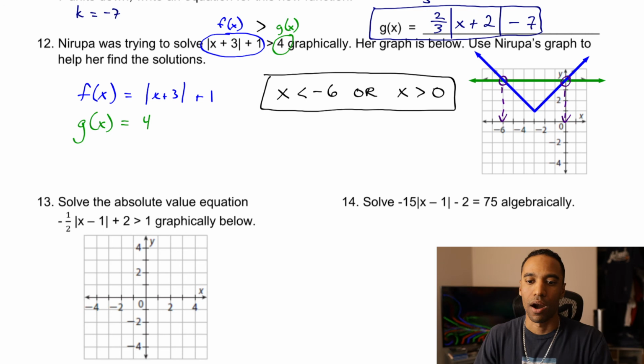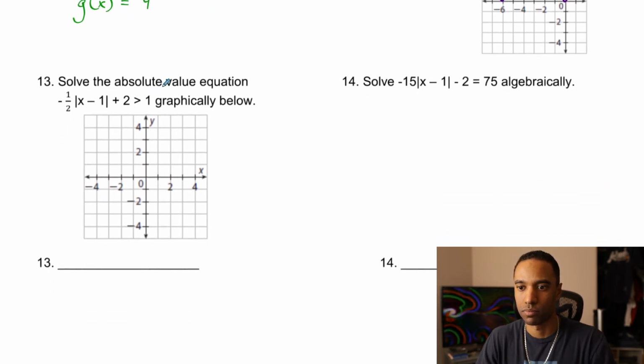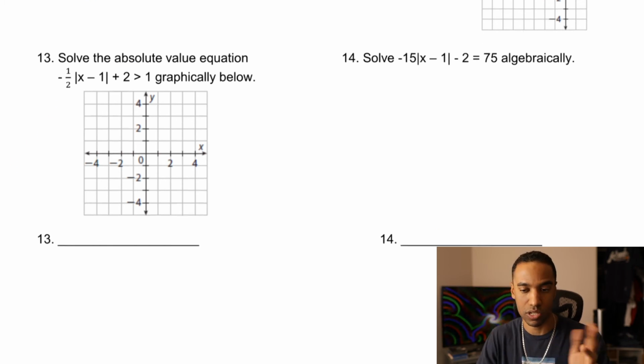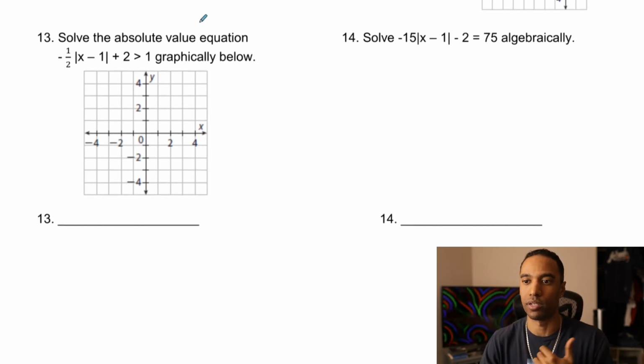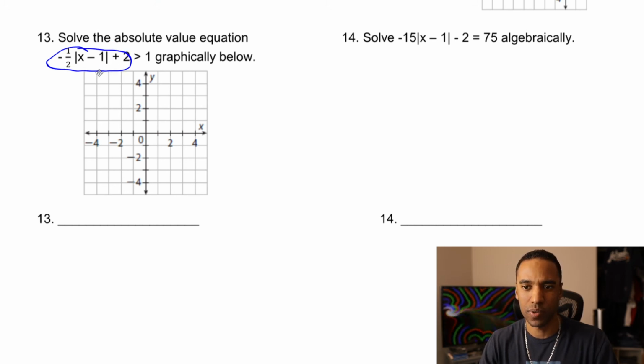Okay. All right, number 13 and 14. Solve. Okay, we solved this one graphically, so this is just like the Nirupa problem, only this time we do it ourselves. I'll make this blue and green one more time, and it's a greater than again. I wish we'd change it up so it's not always when's blue above green, but guess what?